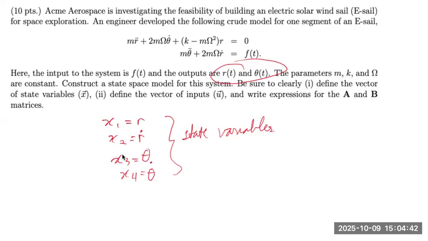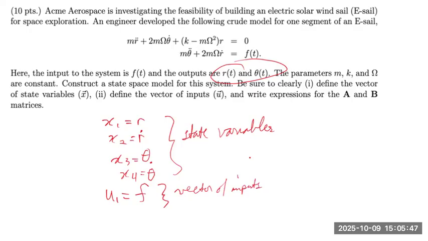And then now we want to define the vector of inputs. So the vector of inputs will be u1 is equal to F. So this one is the vector of inputs.